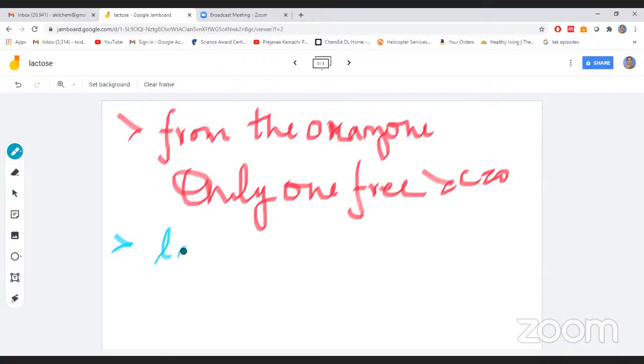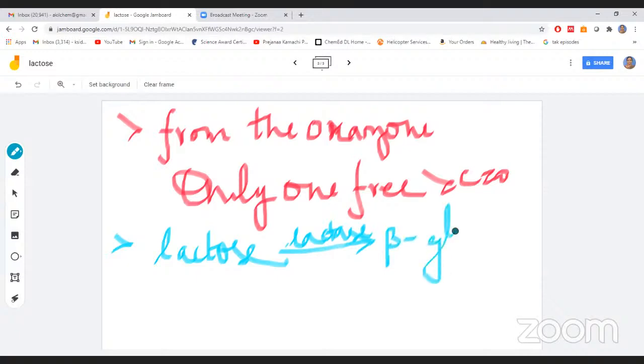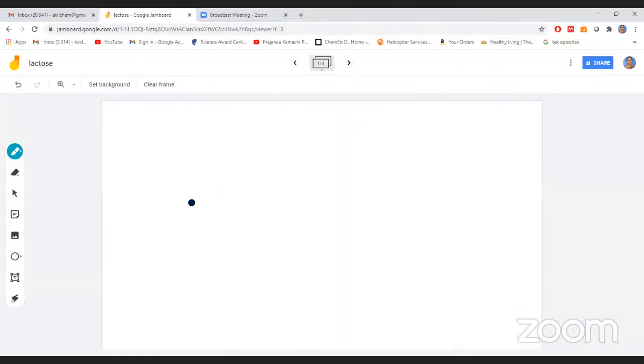Lactose is hydrolyzed by the enzyme lactase, which is characteristic of beta glycosidic linkage. This lactase hydrolyzes all the beta glycosidic linkages. So from all these, we understand that there should be a 1,4 beta glycosidic linkage. With all these, we can confirm the structure of lactose to be as follows.